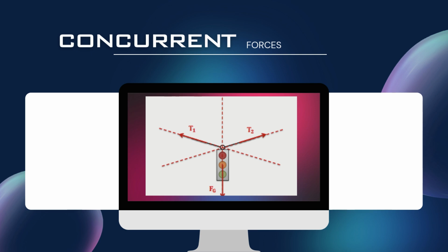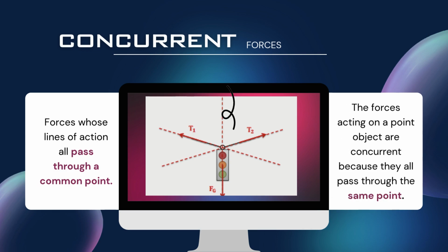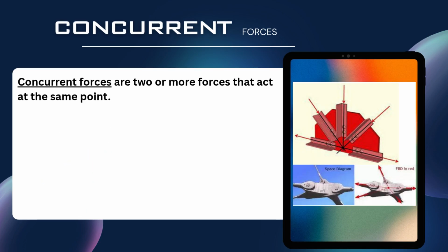Concurrent forces. Concurrent forces are forces whose lines of action all pass through a common point. The forces acting on a point object are concurrent because they all pass through the same point. Concurrent forces are two or more forces that act at the same point.